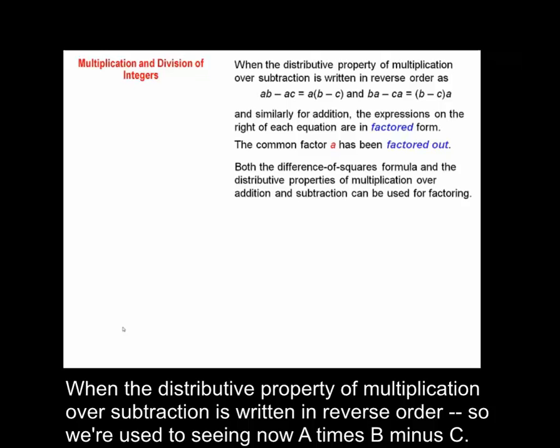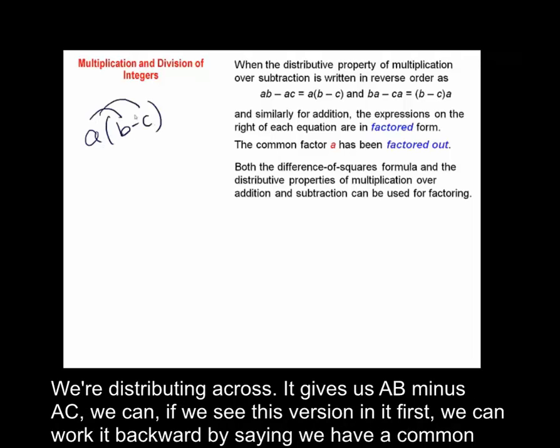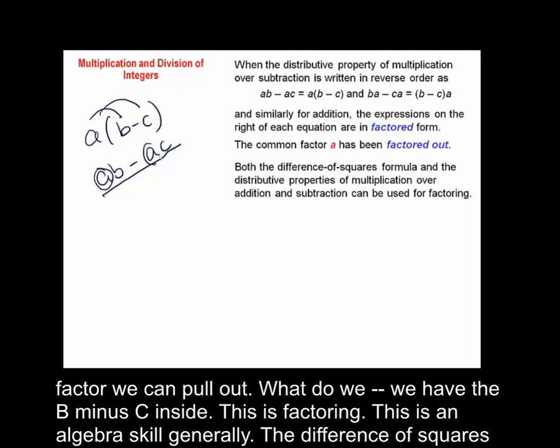When the distributive property of multiplication over subtraction is written in reverse order, so we're used to seeing a times b minus c, we're distributing across and that gives us ab minus ac. If we see this version first, we can work it backwards by saying we have a common factor we can pull out, and then we have the b minus c inside. This is factoring. This is an algebra skill generally.